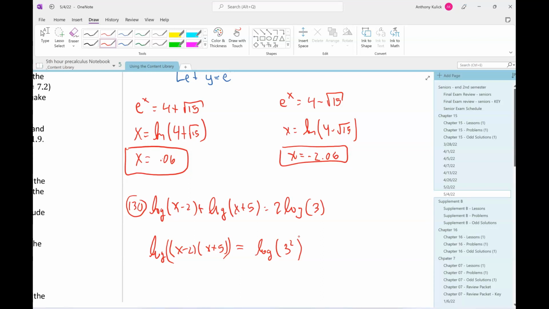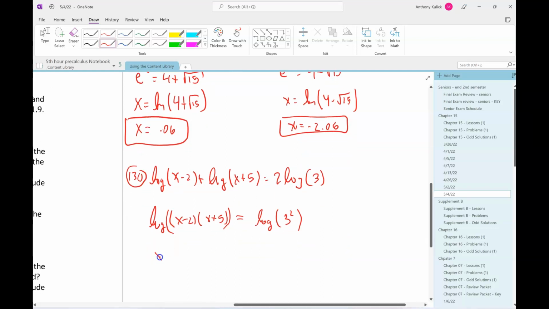Now that I have log of something equals log of something else, I can just drop the logs and set those 2 somethings equal to each other. And I'm going to go ahead and multiply the stuff on the insides out while I do that. Is everybody okay with that? That's using the 1-to-1 property, or if you wanted to, you could think, oh, I'll just exponent base 10 both sides. Either way, just going to knock out the logs.